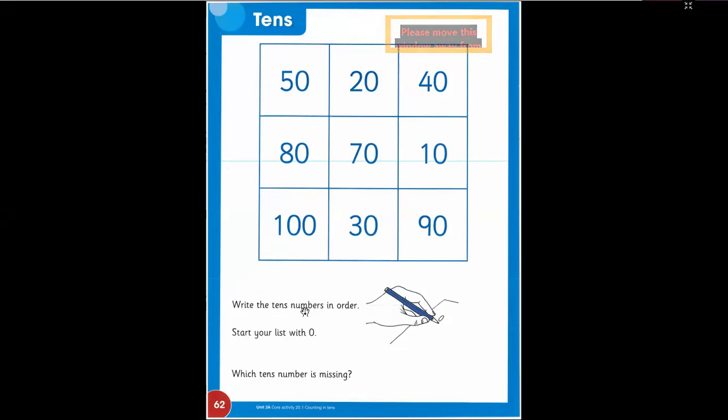Write the 10 numbers in order. Start your list with 0. Which 10 number is missing? Okay, so here is a grid that is given. We have 50, 20, 40, 80, 70, 10, 100, 30, and 90.